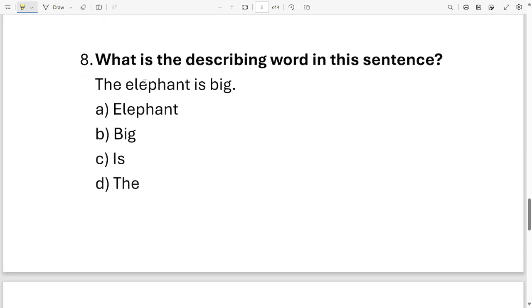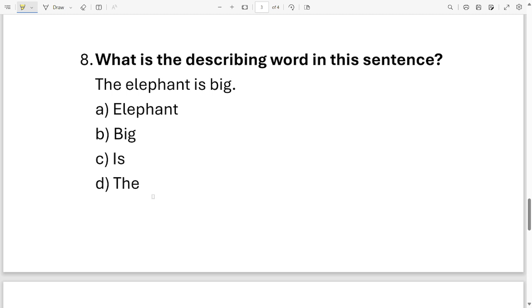Question number 8. What is the describing word in this sentence? The elephant is big. Okay, so what is the describing word in this sentence? Is it elephant? Is it big? Is it is, or is it the? Look at the sentence carefully, look at the options, and I'm sure you'll be able to find the correct option. Which is the describing word in this sentence?